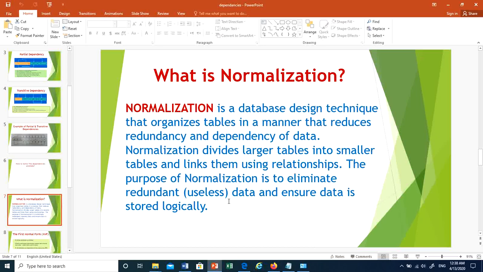Normalization is simply when you divide a larger table into smaller tables and then link these tables together through relationships. The purpose of this normalization process is to eliminate redundant data, to ensure that data is stored logically.